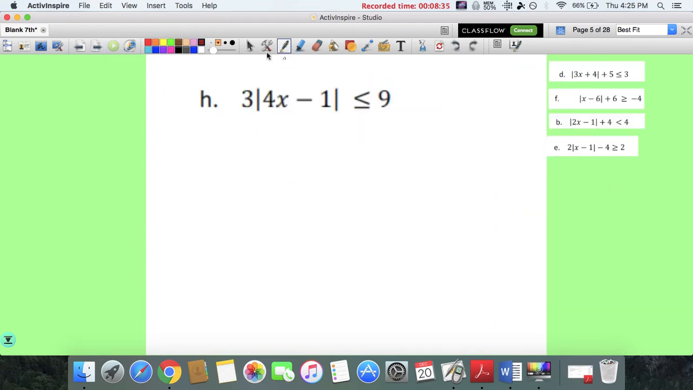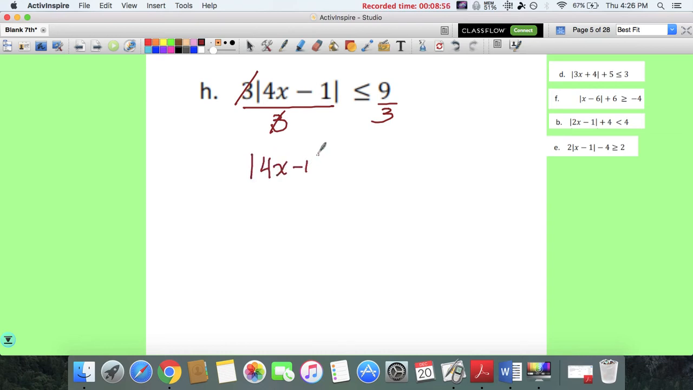What's next? Oh, your favorite. So first thing we have to do is simplify, right? So I put a few of these because they all represent something different. Now the first thing I'm going to do here is divide this side by 3 and divide this side by 3 before I do anything else. Cross cross, and I have left over 4x minus 1 less or equal to 3.